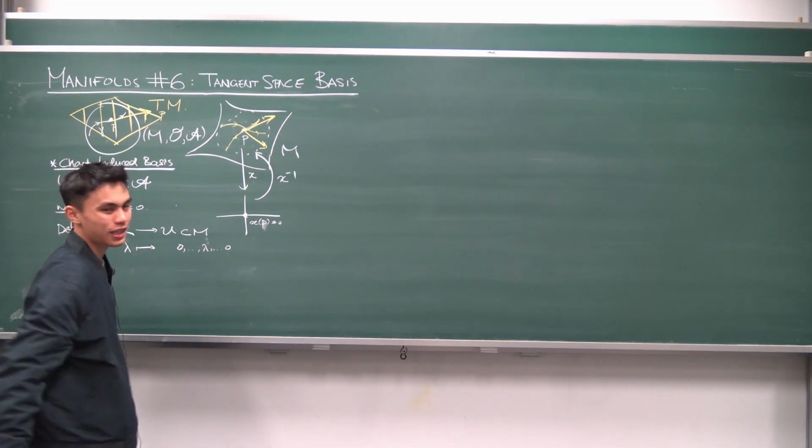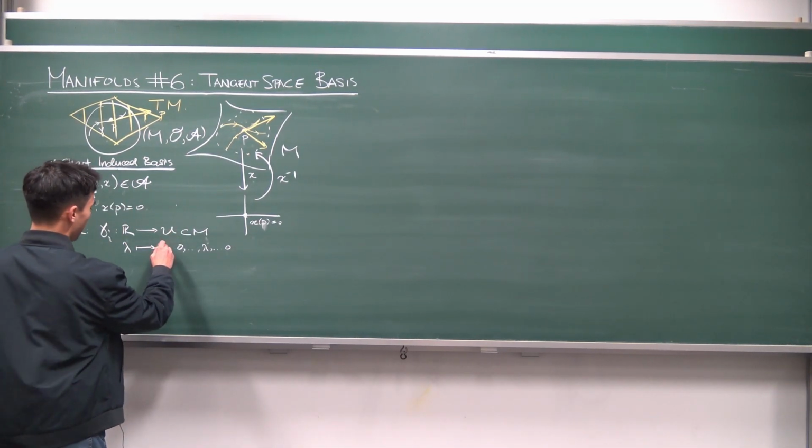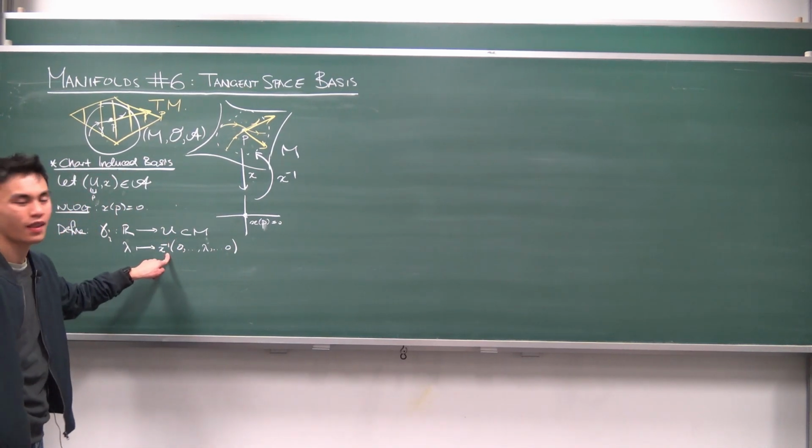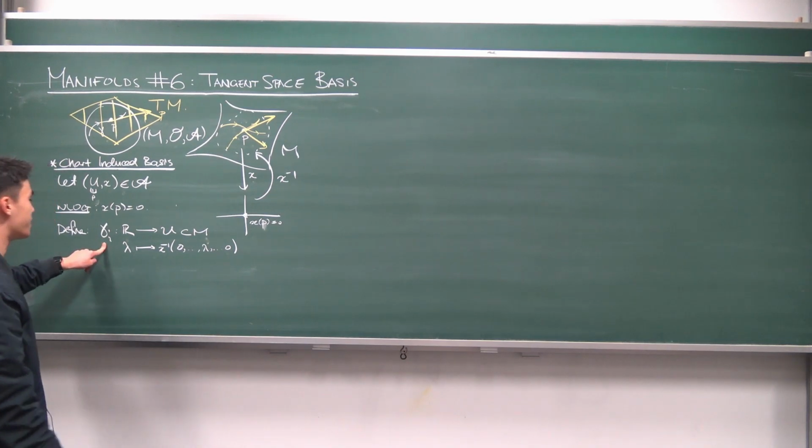Okay, but this is still living in the chart. We want to lift it back up into the manifold, so I'm going to apply the map X inverse to this whole entire thing over here. And this is going to define these curves gamma i that we want.